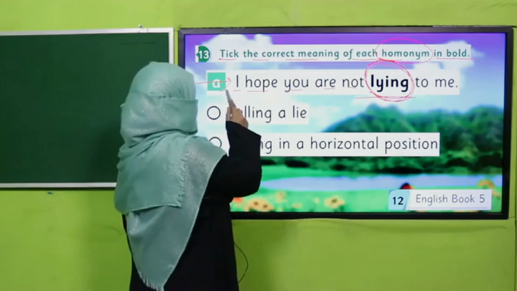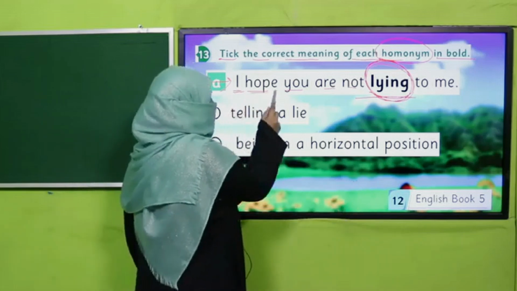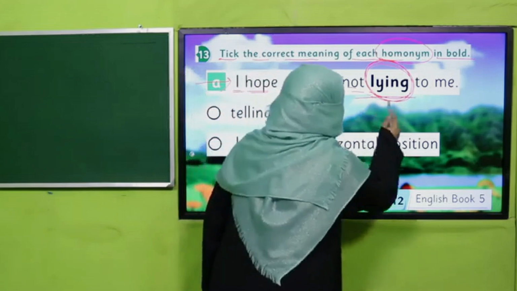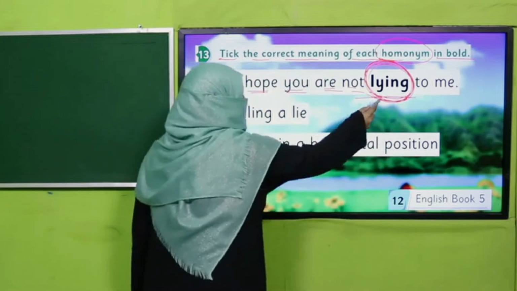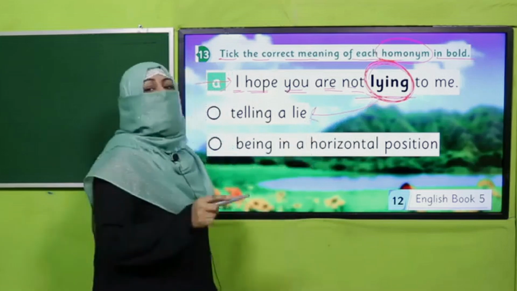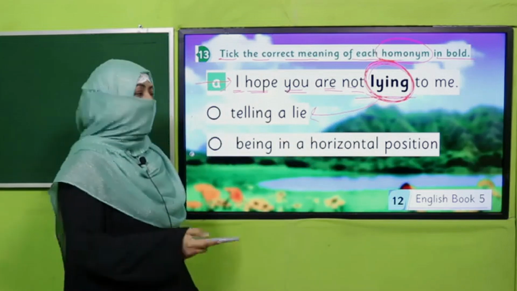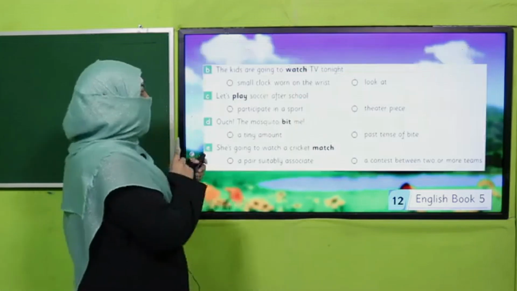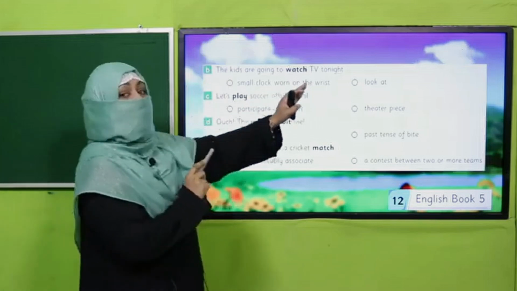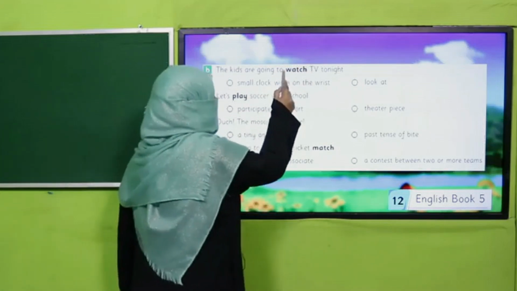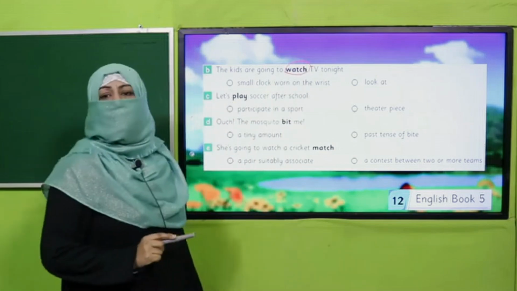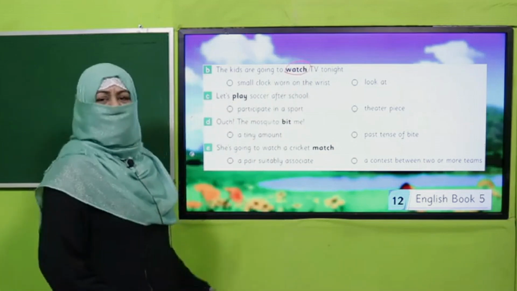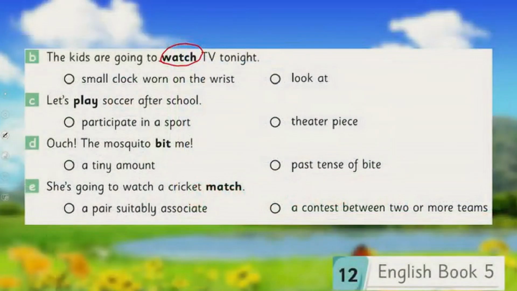So here, once again, read the sentence. I hope you are not lying to me. So what does this lying mean? It's very obvious. It's telling a lie. It's not lying down for sleeping. All right. So likewise, you will keep reading the sentence and keep pointing to the correct meaning, because this word can have two meanings. You have to select which correct meaning this word is referring to. Pause the video and complete this exercise.